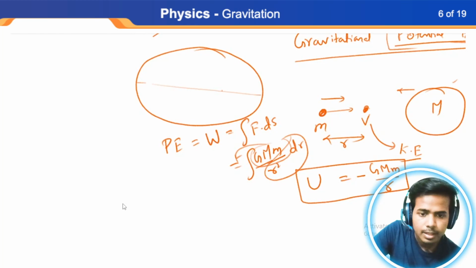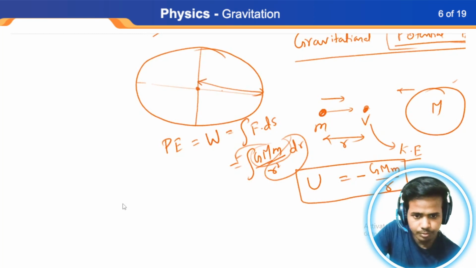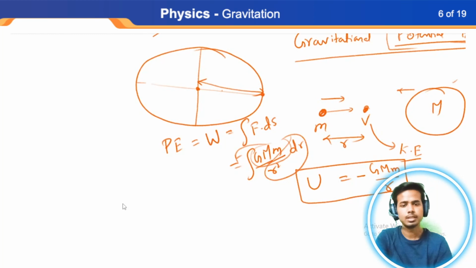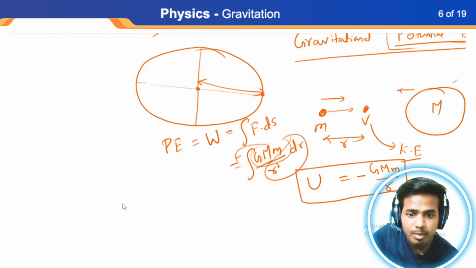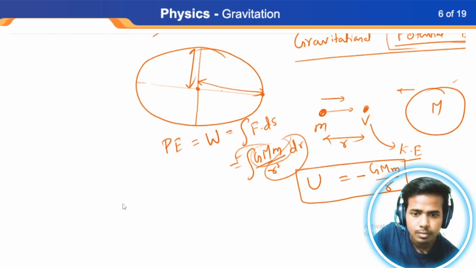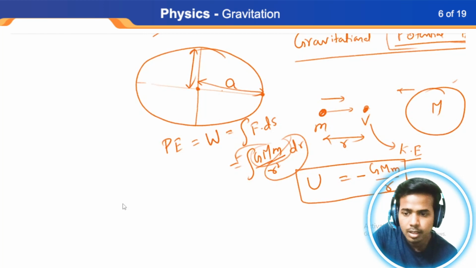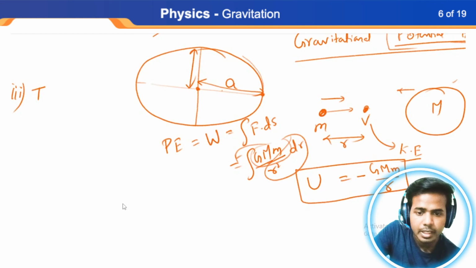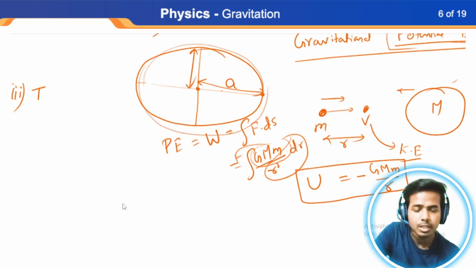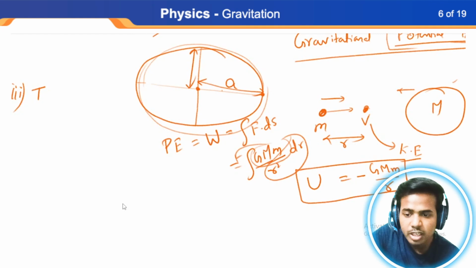Let's say this is the ellipse, then this distance is called the semi major axis, from the center to one of the extreme points, the bigger one. This is called the semi minor axis. Let's say this is A. Then the third law of Kepler says that the time taken for the body to make one rotation is going to be directly proportional to a to the power 3 by 2.